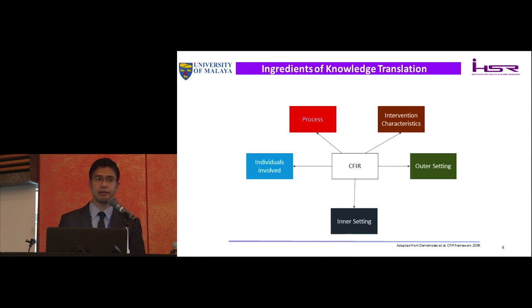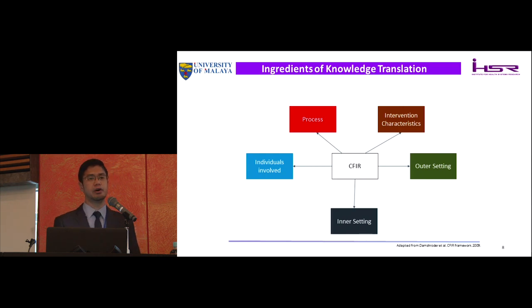Second is the intervention characteristics, focusing more on your research products, your research findings. They need to be relevant to the stakeholders, and attractive enough for them to be utilized. Third is the outer setting. You need to consider the context of where your project is being done, whether it is suitable and conducive for you to push the project forward.